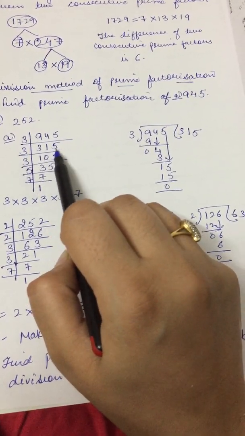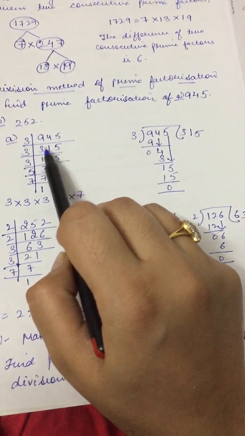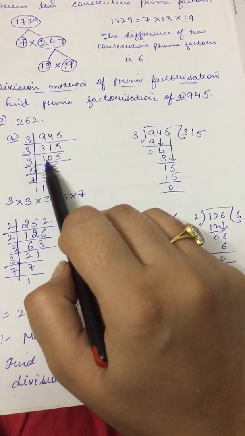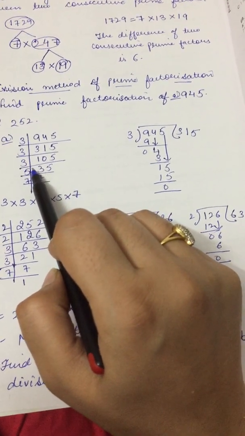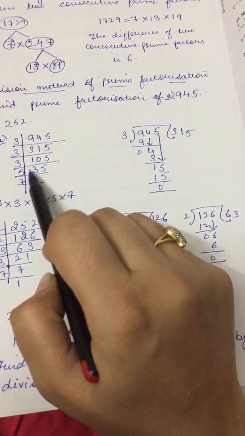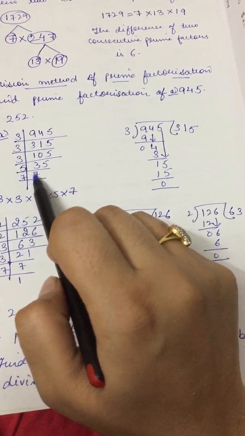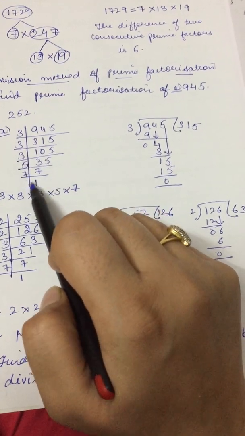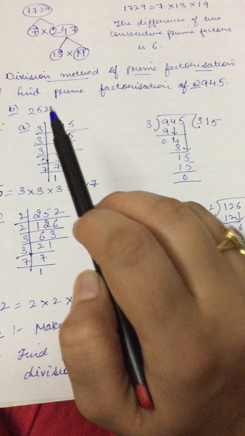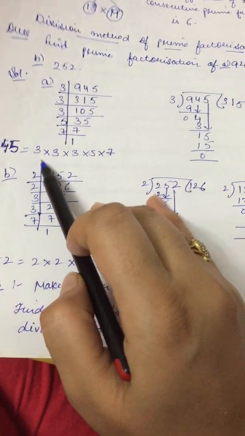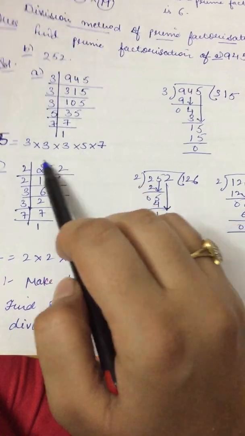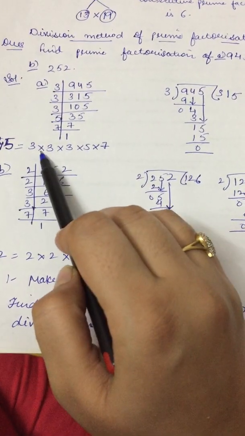Now next we will see, again it is not divisible by 2. Whether it is divisible by 3? Yes. After dividing it with 3, we get 105. So we will proceed like this. We get 35. Now it is not divisible by 3, but it is divisible by 5. So 5 7s are 35. Then 7 1s are 7. We do it like this till we get a 1 here. So we will write 945 as 3 into 3 into 3 into 5 into 7. So this is the prime factorization of this number.